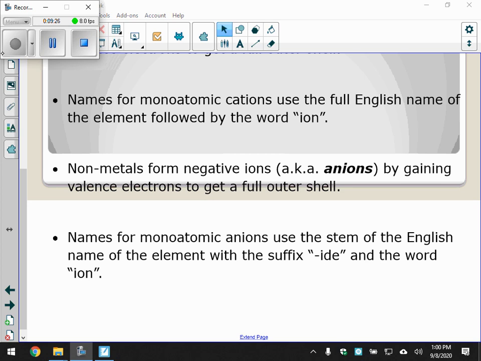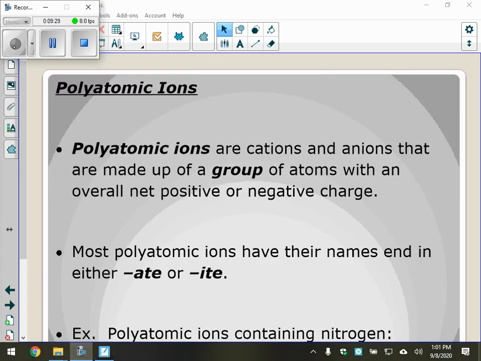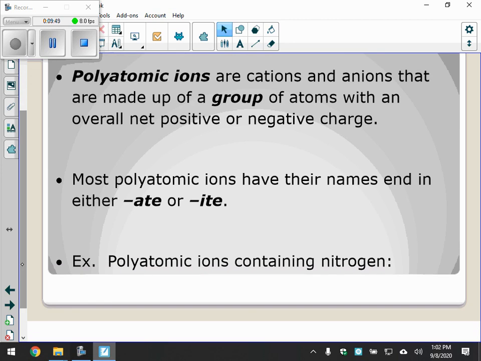All right. You're going to have to copy this as well. We're going to briefly talk about polyatomic ions. They are cations and anions that are made up of a group of atoms. So a group of atoms come together, and they may gain a positive charge or a negative charge in some way. They mostly end in ate or ite, right? And we're going to do a couple of examples here.